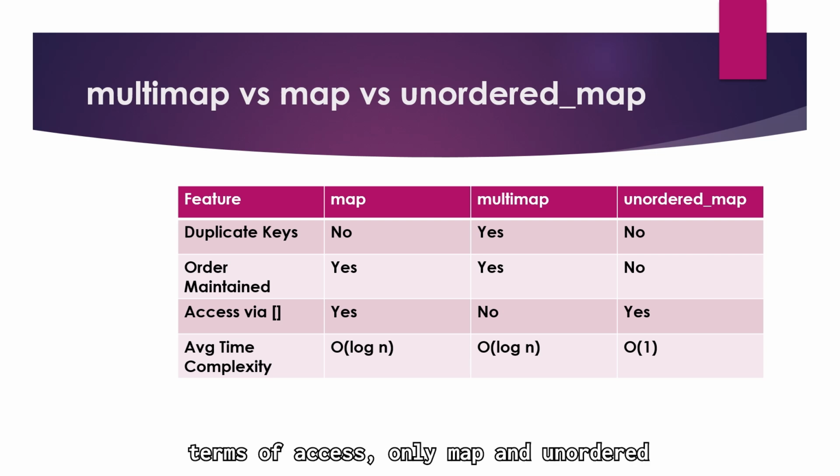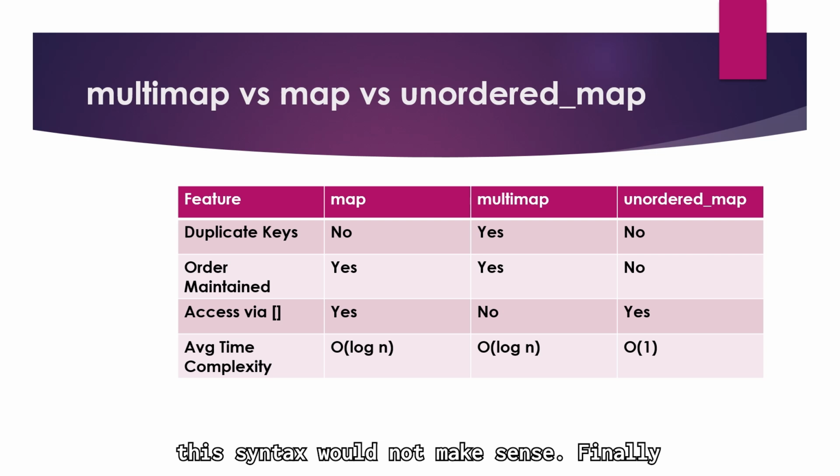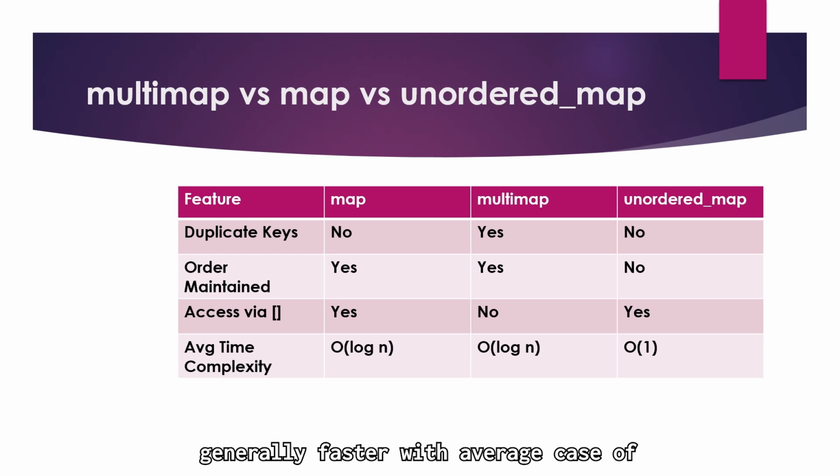In terms of access, only map and unordered map support the bracket operator. Since multimap can have many values per key, this syntax would not make sense. Finally, time complexity. For most operations like insert and lookup, map and multimap offer log-n performance. Unordered map is generally faster with an average case of constant time, but only when you don't care about ordering. This comparison is critical when choosing the right container for your problem.